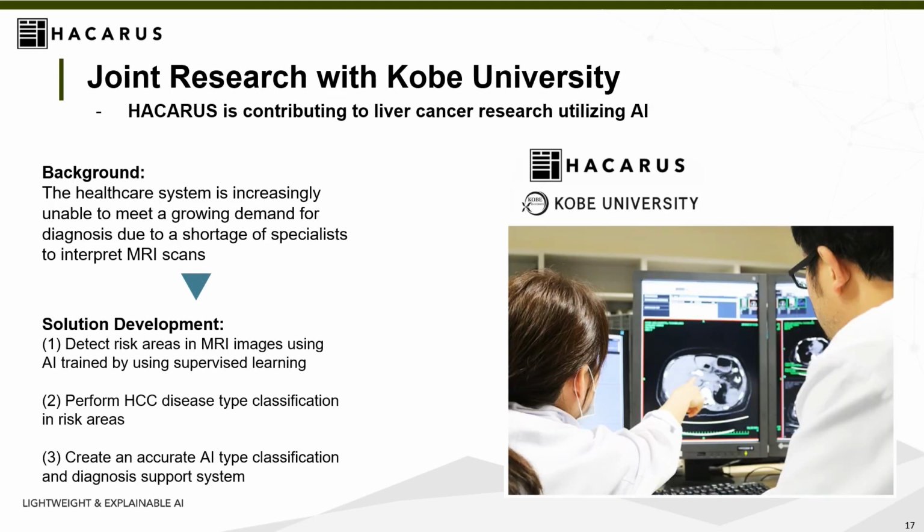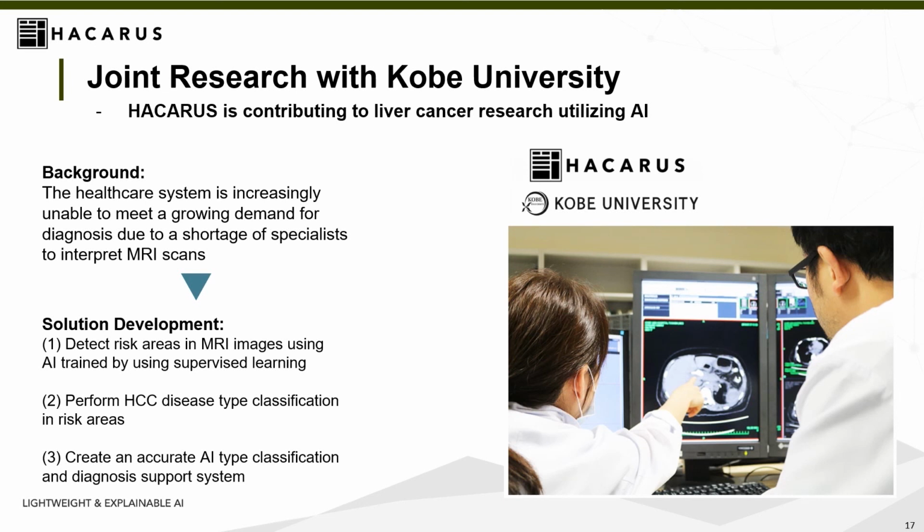The second project is the joint research with Kobe University on liver cancer. In Japan, some 25,000 people die of liver cancer each year, and it is the 3rd leading cause of cancer death for men over 40 years old. While HCC can be detected early by MRI image diagnosis, a shortage of specialists possessing the required knowledge to interpret the scans means that the healthcare system is increasingly unable to meet a growing demand for diagnosis. HACARUS and Kobe University have started a joint research aiming to remedy the situation with AI.